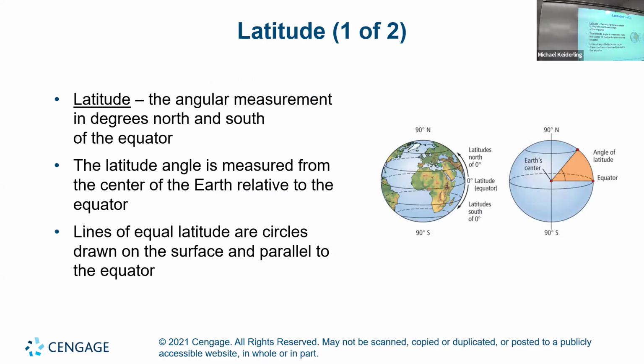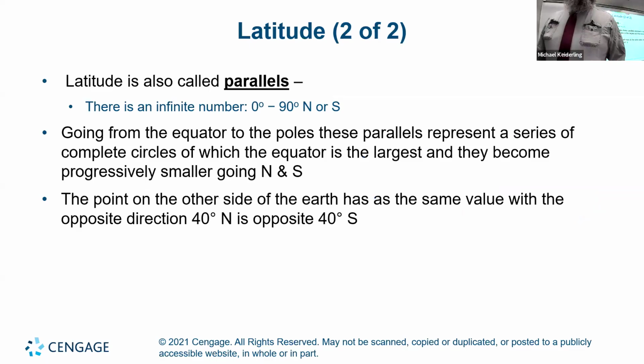It's a series of slices through the earth, all parallel to the equator. And those circles that they form get smaller and smaller as you head towards the poles. Lines of latitude are equally distant from each other. Latitudes are also called parallels. There's an infinite number of them.